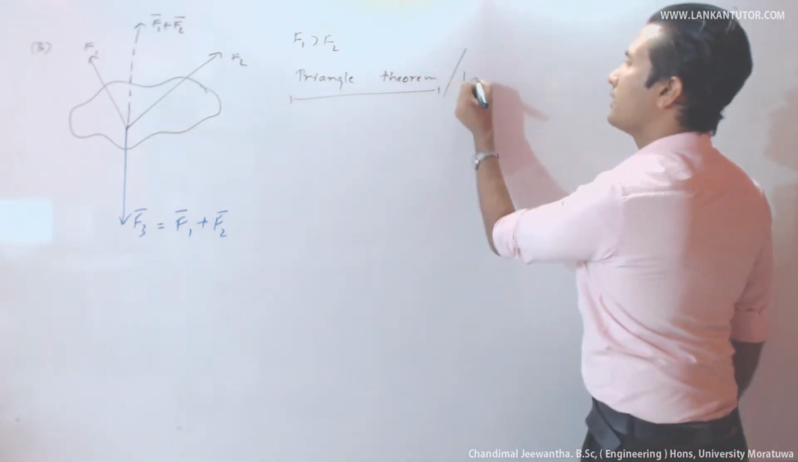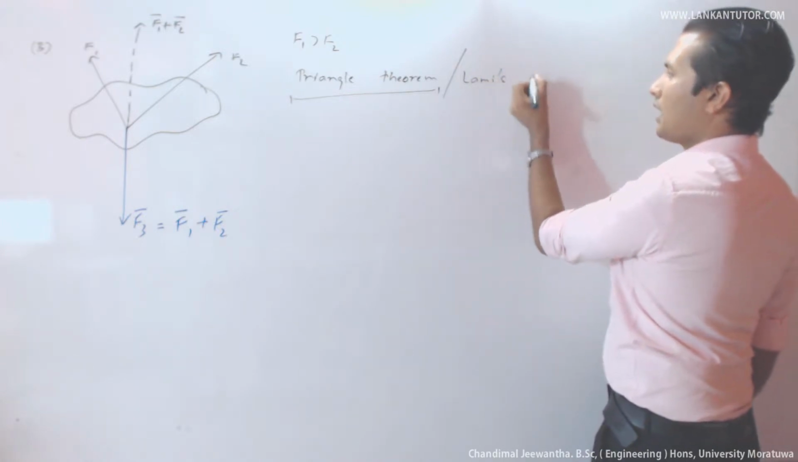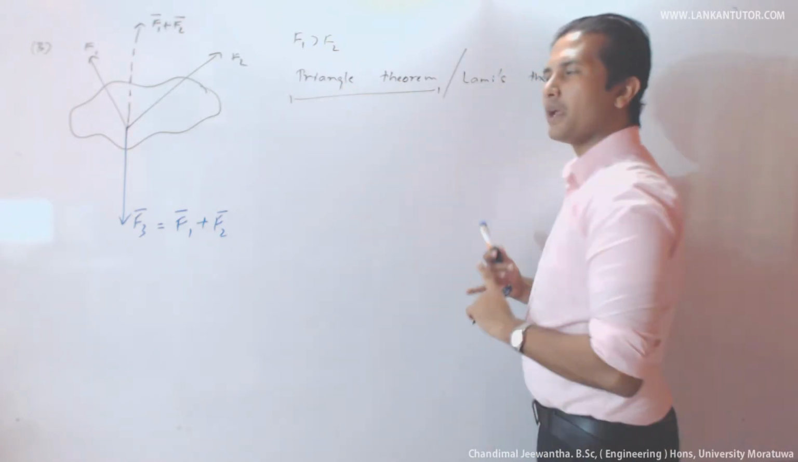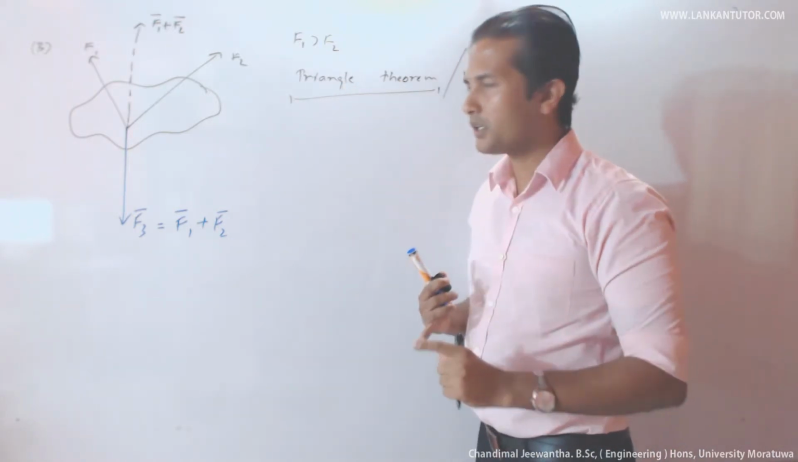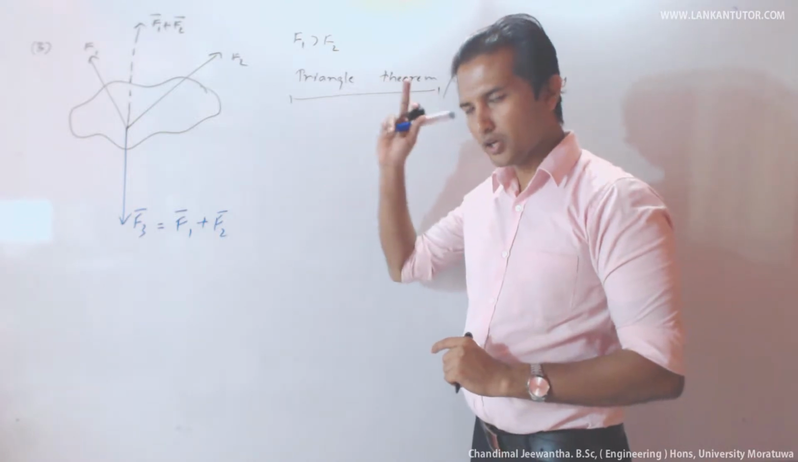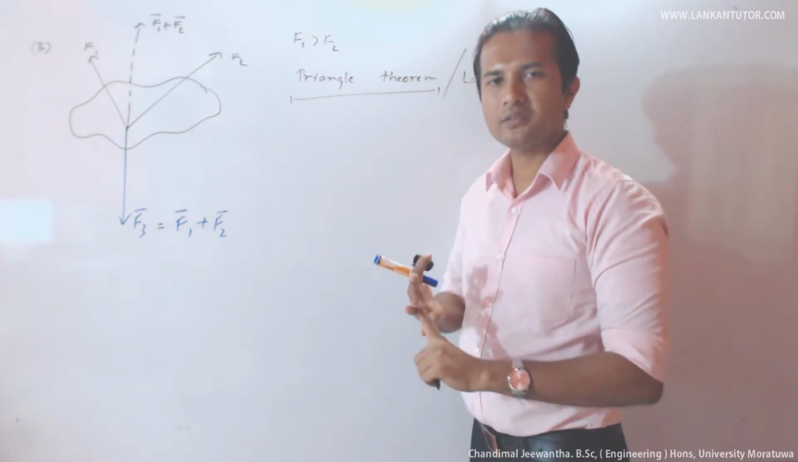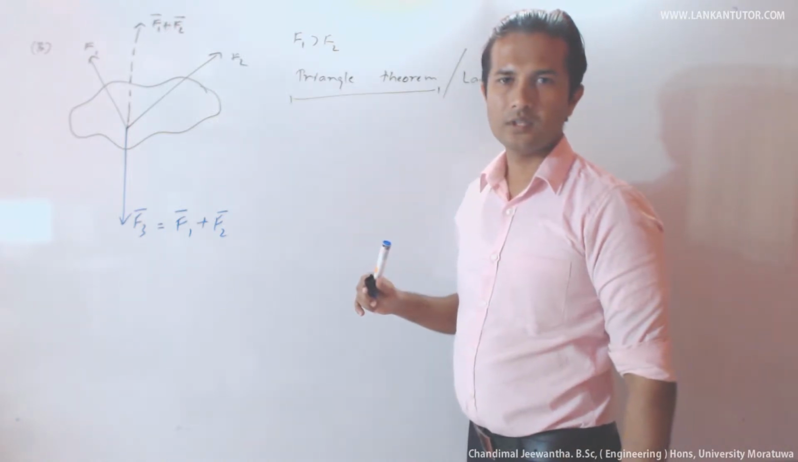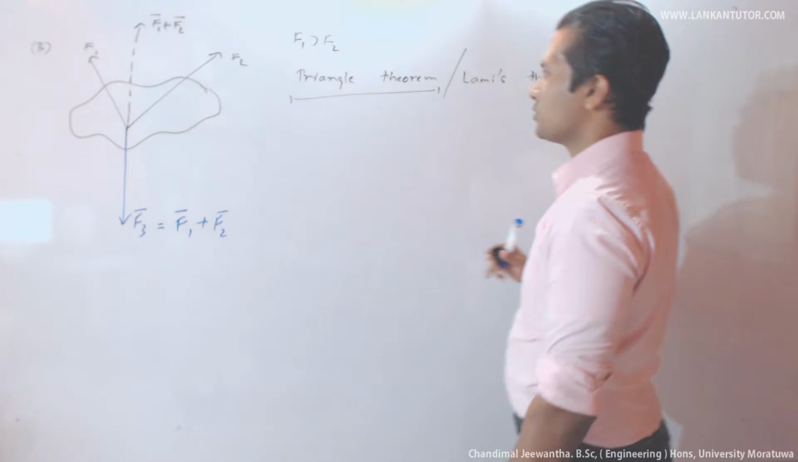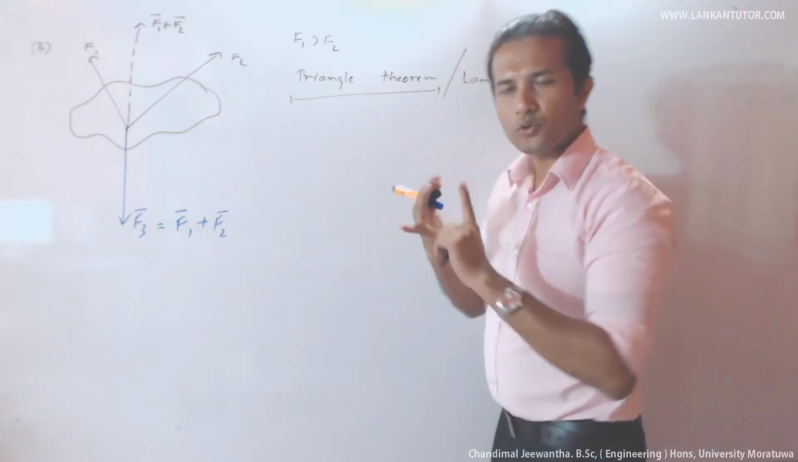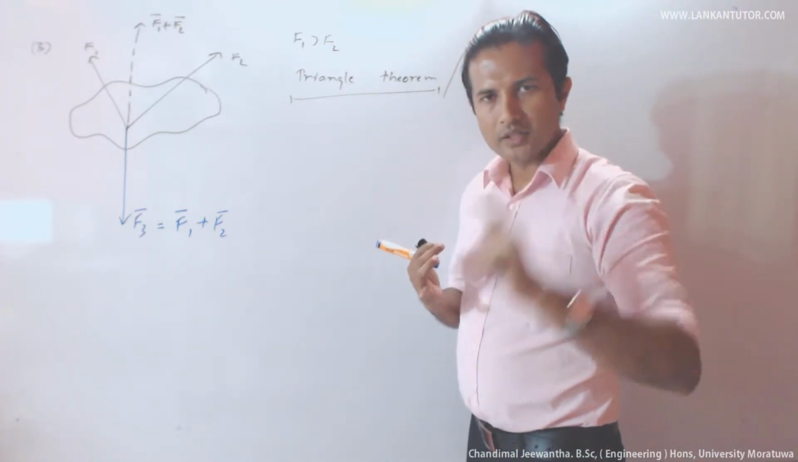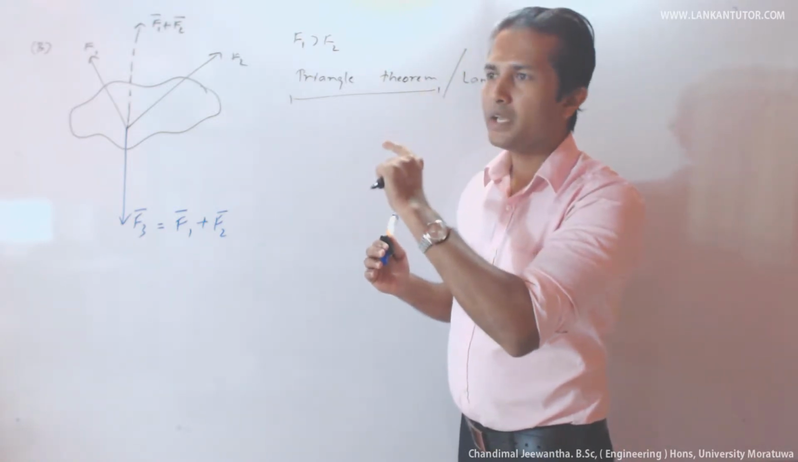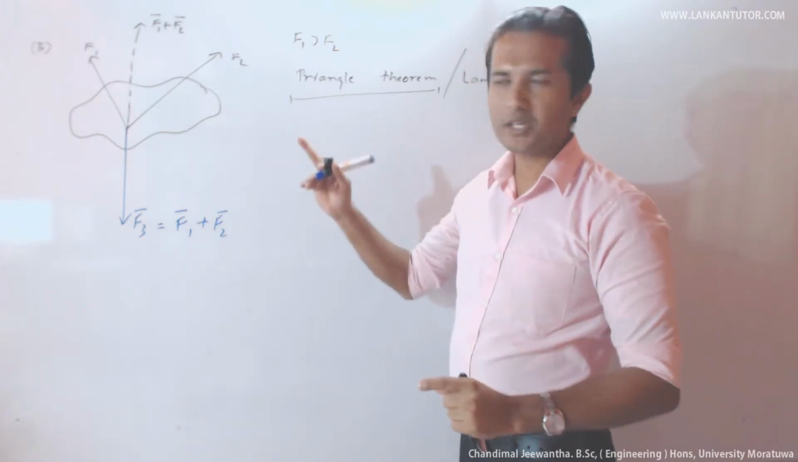Triangle theorem and Lami's theorem. In order to check the resultant of three coplanar non-parallel forces, we need to make use of the triangle method, the triangle theorem. So here, first of all, you have to get the scale in order to graphically interpret these three forces.